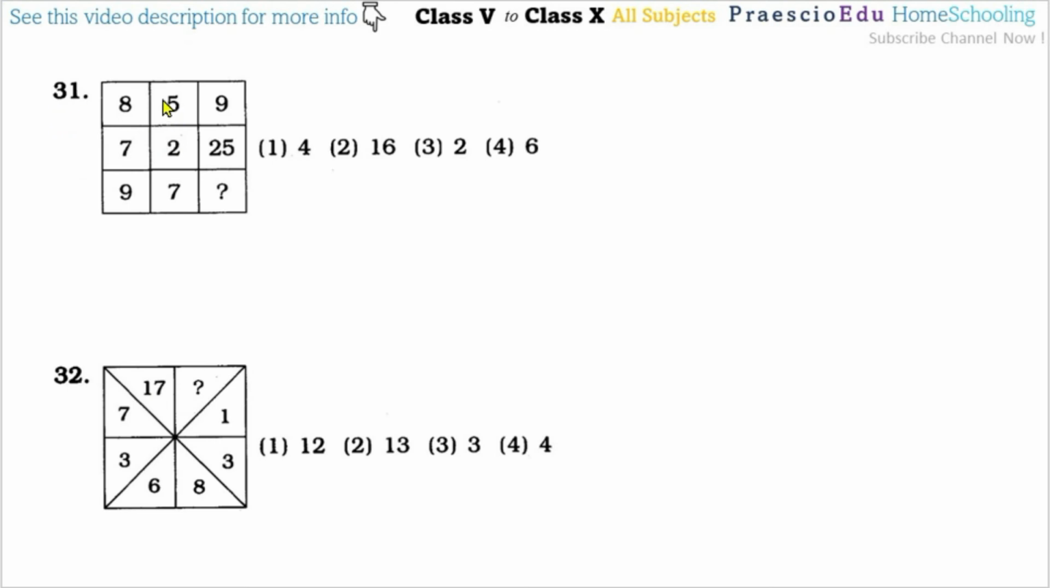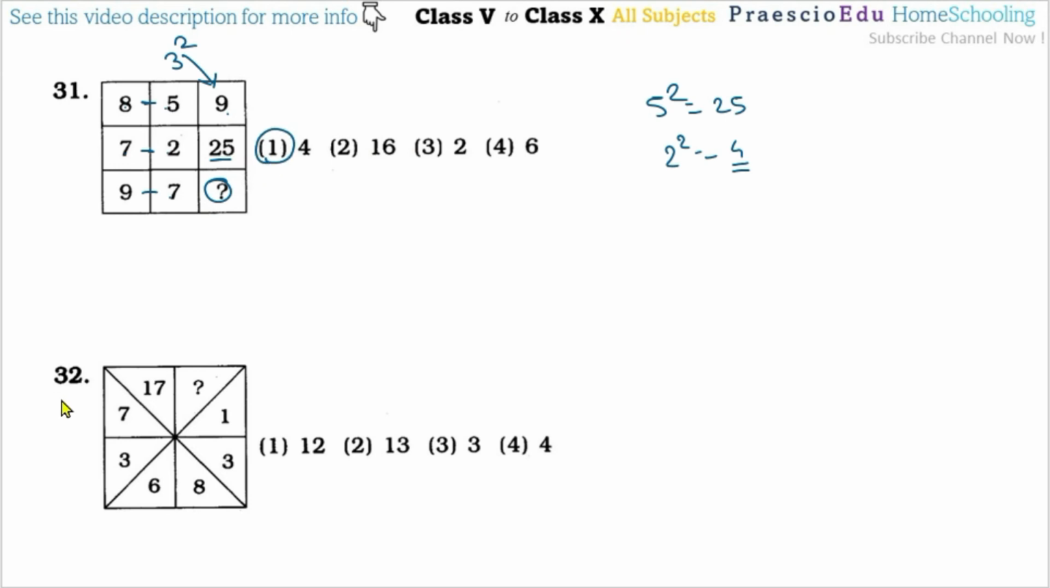Question number 31. If you find the difference between these two numbers, meaning 8 minus 5, that is 3, and 3 square is 9, which is present here. Likewise 7 minus 2, we are getting 5, and 5 square is 25. So same, 9 minus 7, that is 2, and 2 square is 4, and 4 can be replaced to the question mark. So 4 is available in option number 1.